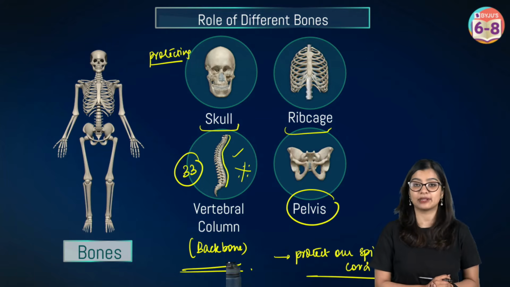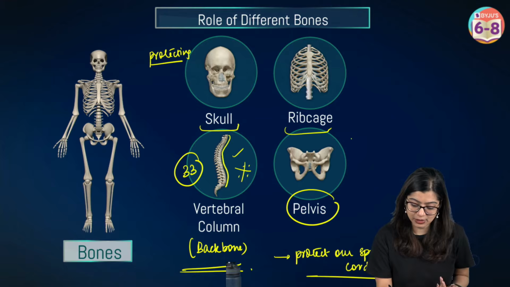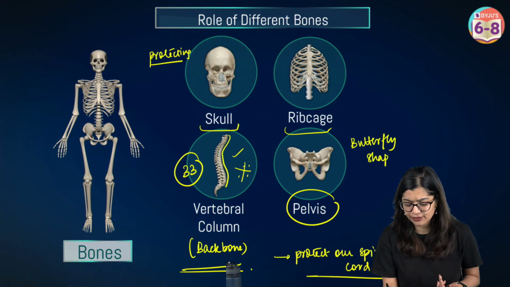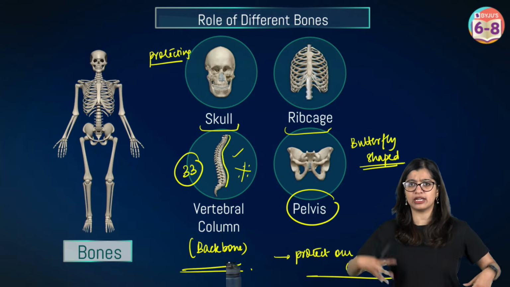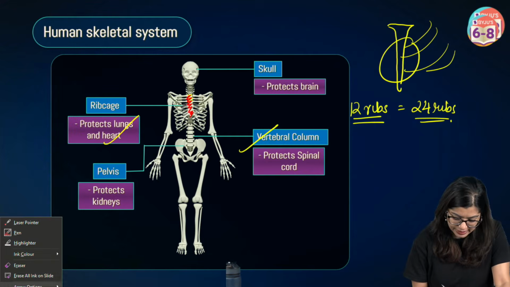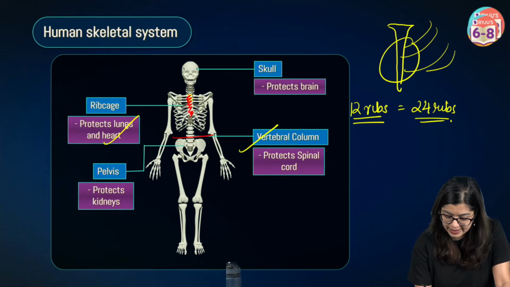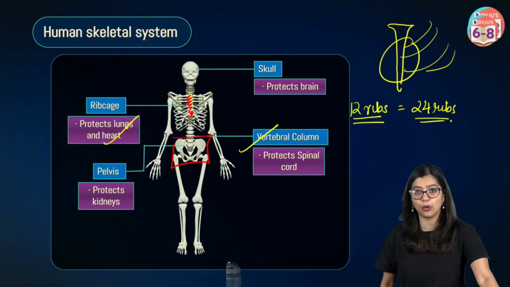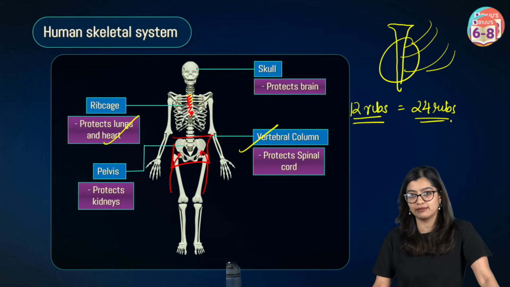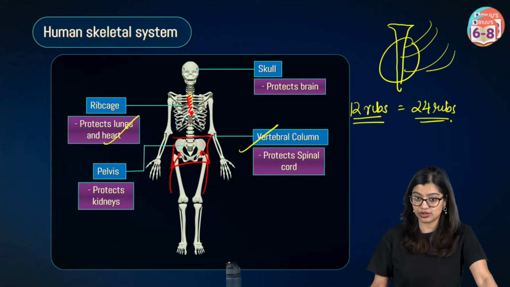Next, of course, we have the pelvis. Now the pelvis, as you see, is a butterfly shaped bone. It is a butterfly shaped bone which is normally found in the abdominal region, right? So if you see, the pelvis is found a little bit at the bottom. So here, as I highlighted, it's a butterfly shaped bone. And we see that, let's say, the thigh bones are attached to part of the pelvis. Now, one of the primary functions of the pelvis is to protect some of the abdominal organs.